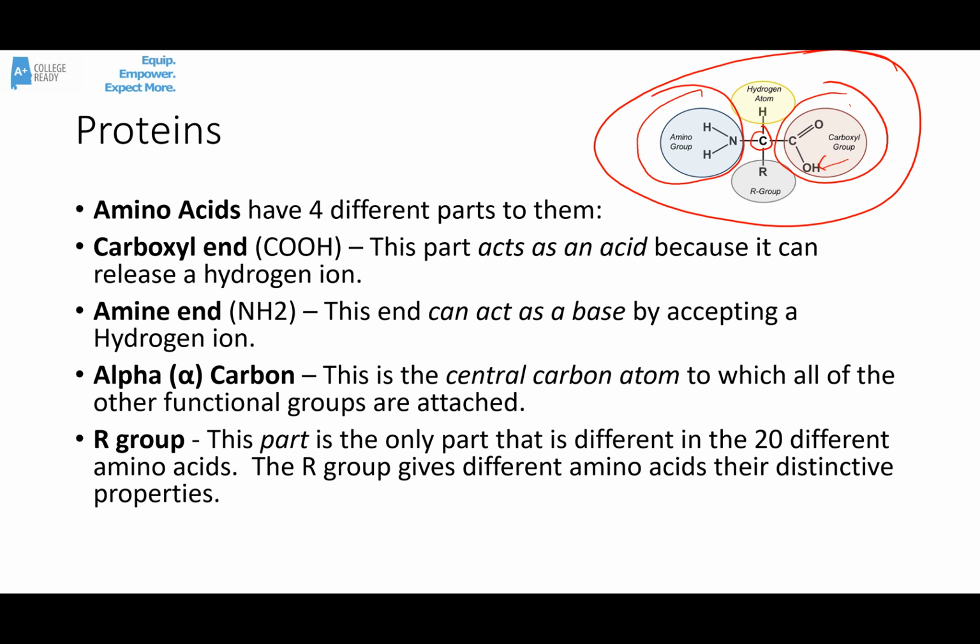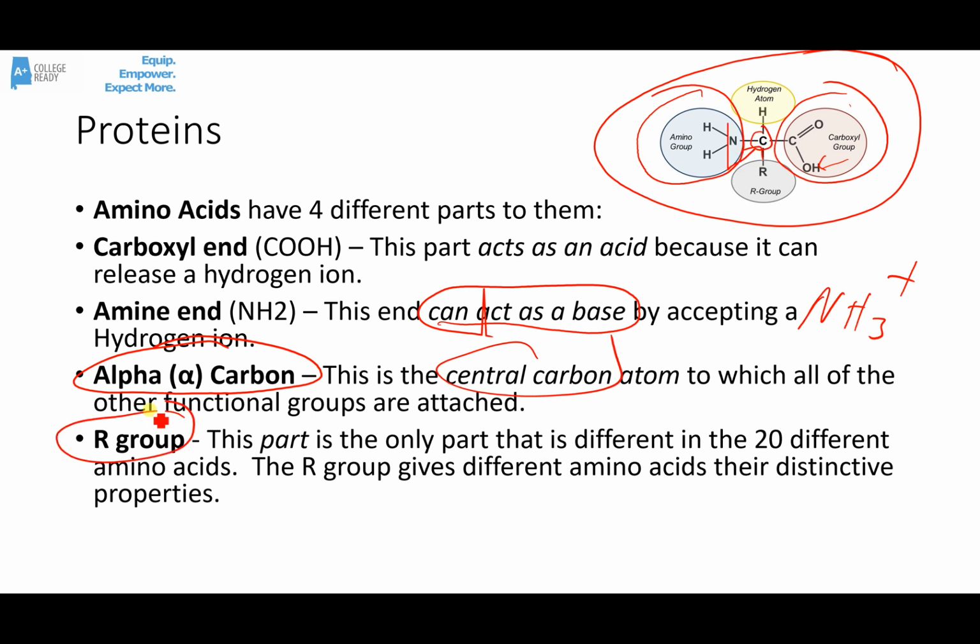On the other side, directly across from the carboxyl group, is an amino group. This side can sometimes act as a base because it can accept a hydrogen ion and become NH3+. The alpha carbon is another way to refer to the central carbon atom in the middle, right here. And then the R group is the part that's different in all the 20 different amino acids.